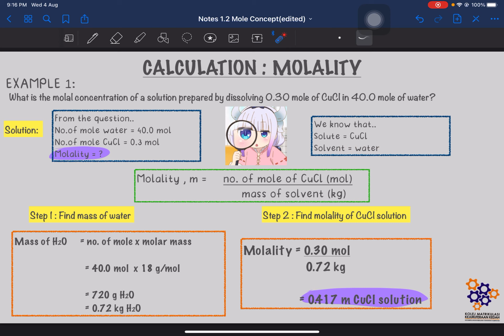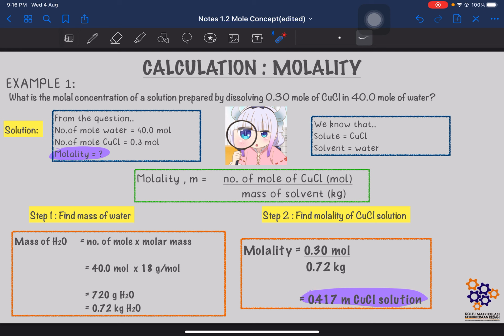The question gives us the moles of water, so we can use that to find the mass of water. Mass of water is equal to the number of moles times the molar mass. So 40 mole of water times 18 gram per mole gives you 720 gram of water. But you need to remember that molality uses the mass of solvent in kilograms, so you need to convert the grams into kilograms. The mass of water is actually 0.72 kilogram.